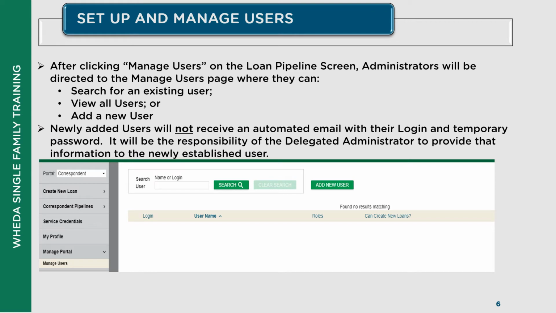Once you have logged in, the first step is to set up and/or manage users. You can do this by clicking on the Manage Users link on the left hand of the screen. In this screen, you can search for an existing user, view all users, and add a new user. Newly added users will not receive an automated email with their login and temporary password. The delegated administrator will need to provide that to the user.